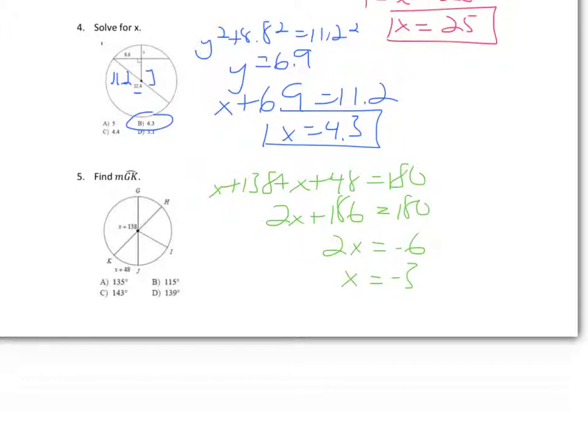But negative 3, as you see, isn't in one of these answers, right? So you got to make sure you look at the directions, what they ask for. They want us to find the measure of arc GK, not x. Okay, so we have to plug it back in. We'll get negative 3 plus 138 gives us 135, which is there in A. That's it.